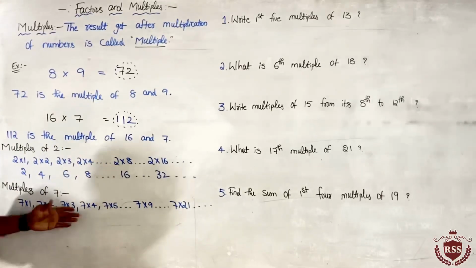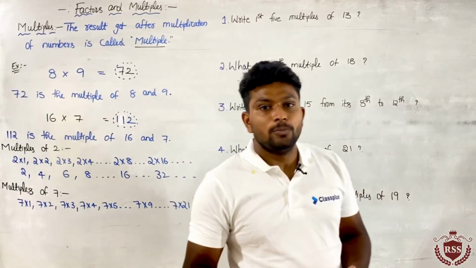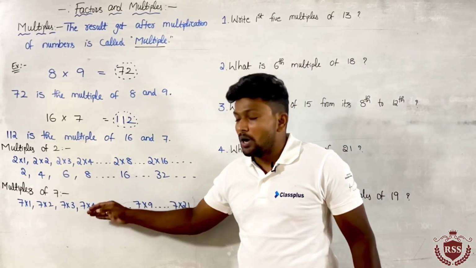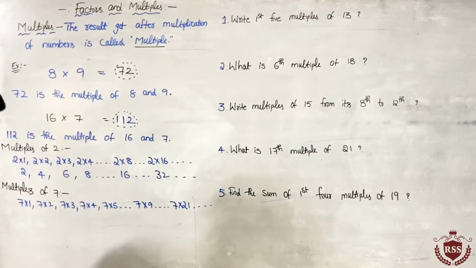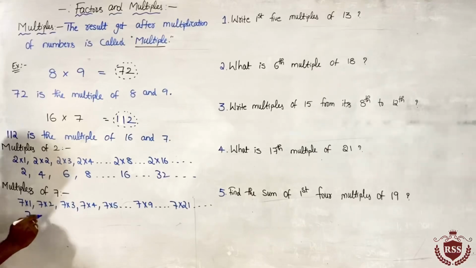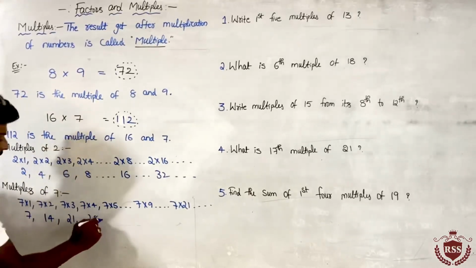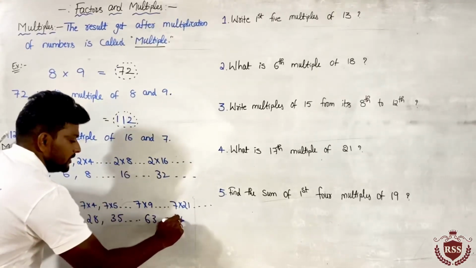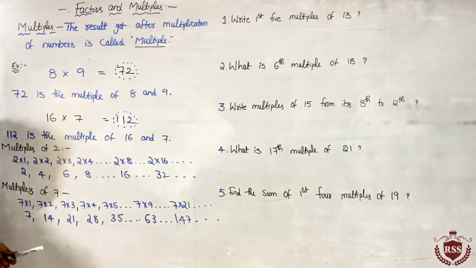What is the meaning of multiple? For the given number, we need to multiply with the natural numbers. If you multiply with the natural numbers, those are called multiples of that number. So the multiples of 7 will be 7, 14, 21, 28, 35 and so on, 7 9s are 63 and so on, 147 and so on. You can write 7 into 21, 147, like that. You can write any number.